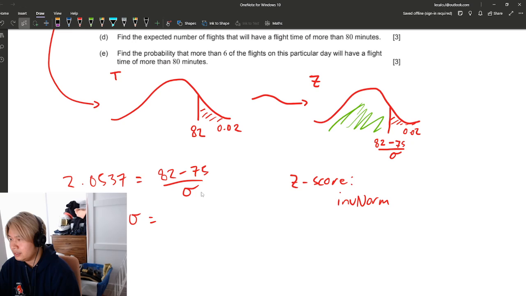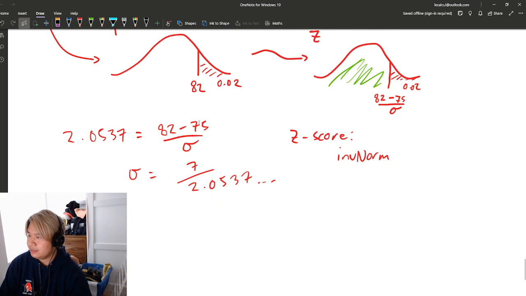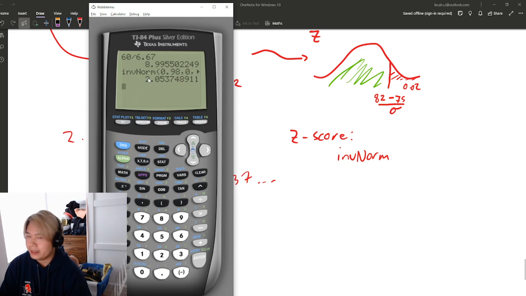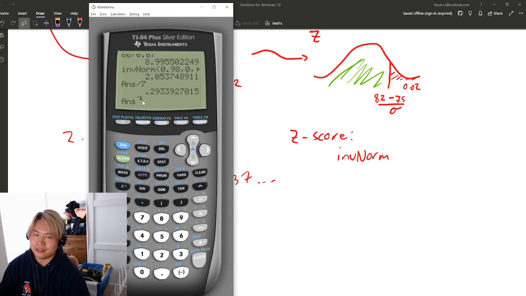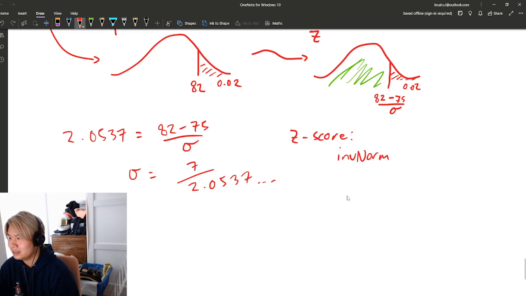What's 82 minus 75? 7? Okay. So this is 7, and then just switch these two if you want to find out sigma. You can literally just do 7 divided by the answer. I'm going to do the answer divided by 7 and then take it to the power of -1, which does the inverse. I think it's just faster, but either way, just divide the two. And here's your standard deviation, 3.41, 3 sig figs.